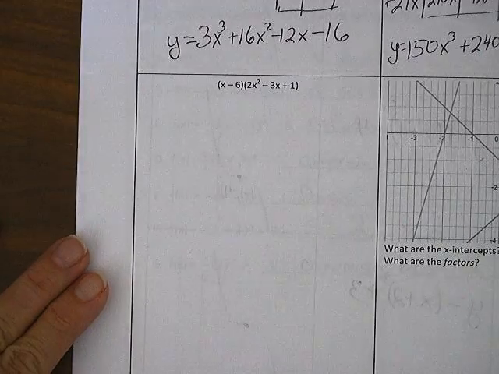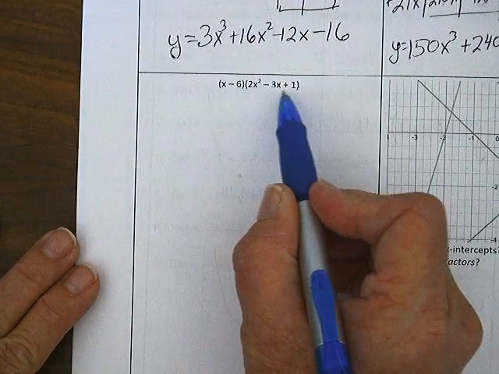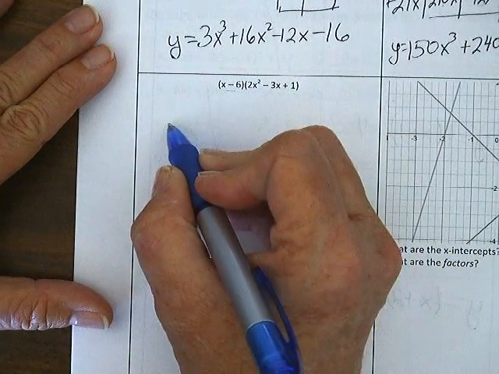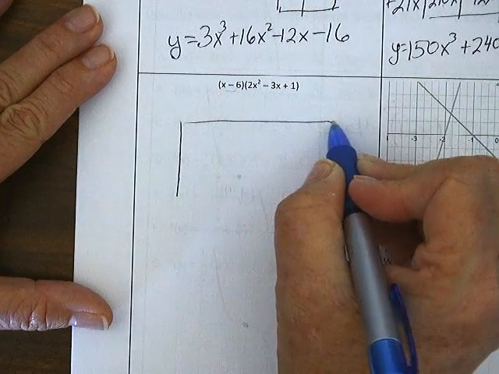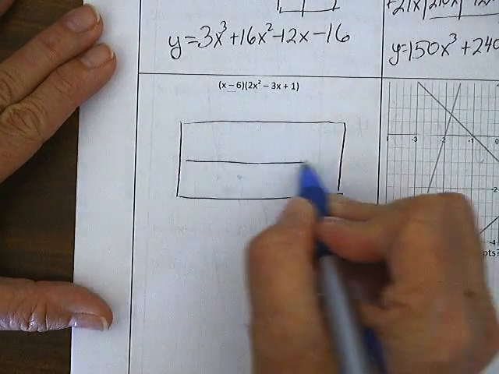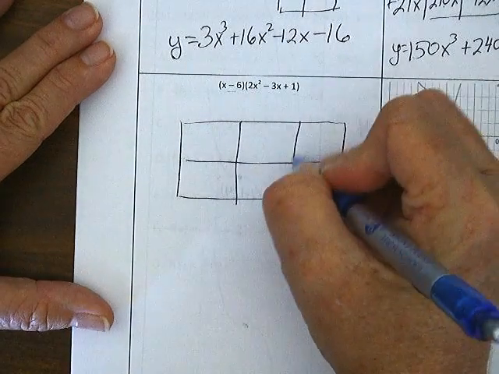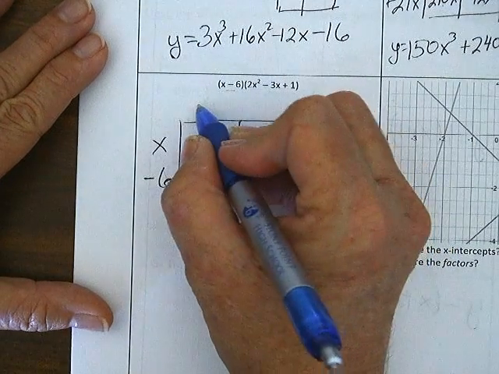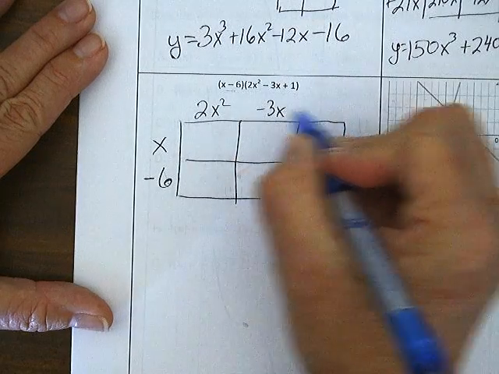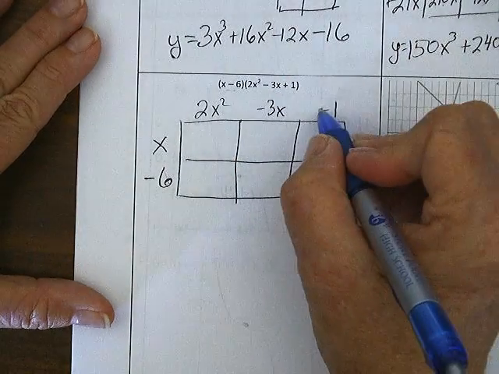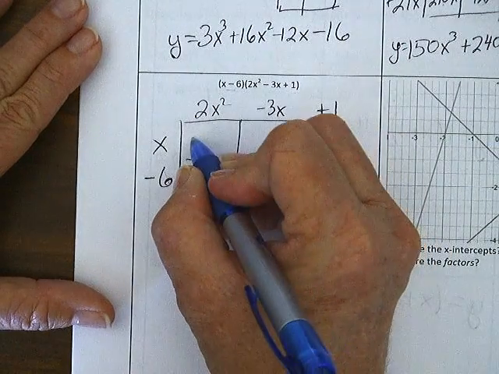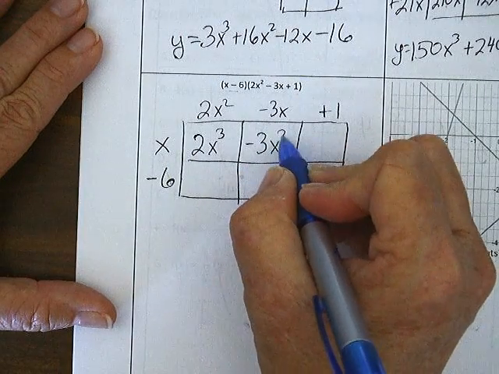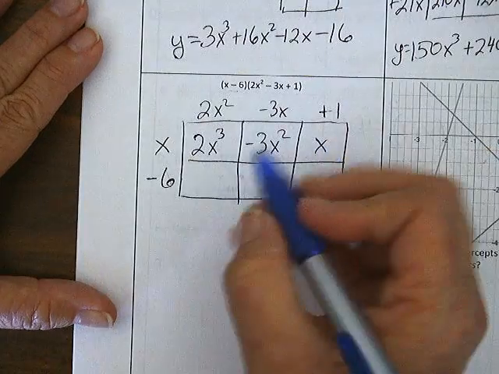Okay, our next example, we've got a linear term multiplied by a quadratic. So if I were to multiply these, I'm going to need a 2 by 3 box. I'll make it nice and big so that hopefully you can read my writing. So I've got my x. Make sure you keep that sign with the 6, negative 6, multiplied by 2x squared minus 3x plus 1. 2x squared times x gives me a 2x cubed. x times negative 3x is a negative 3x squared, and x times 1 is just x.